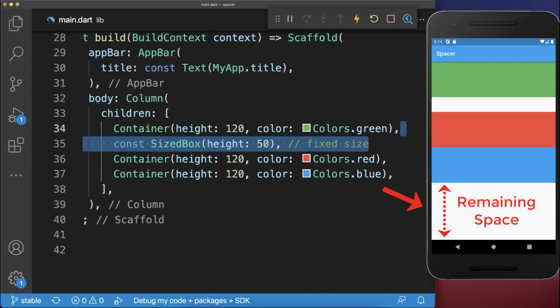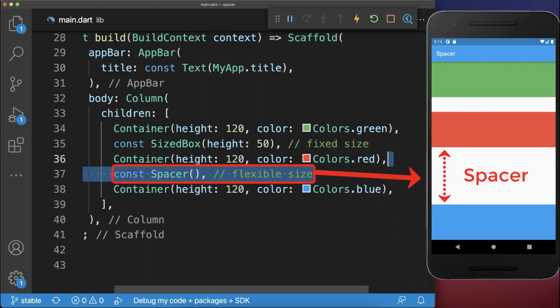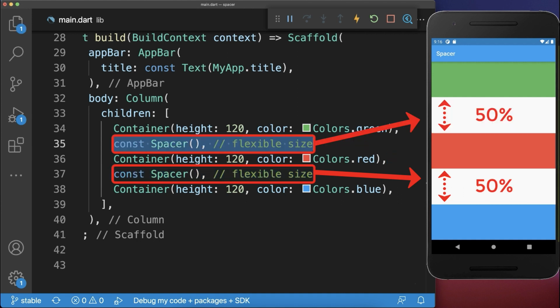To take up the whole available remaining space, use a Spacer widget. With this, the space moves between the red and blue container. Also, if you have multiple Spacer widgets, they will divide the whole available space equally among them.